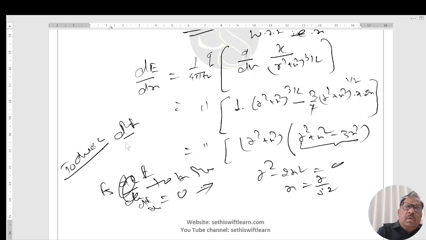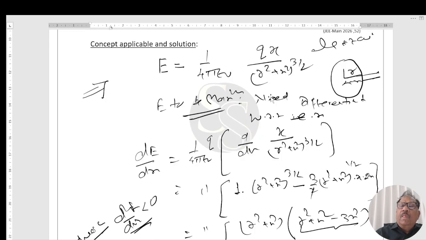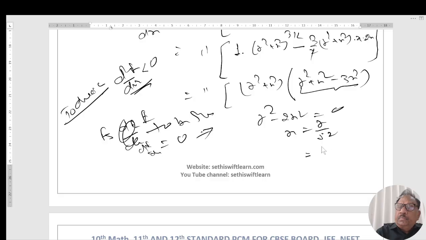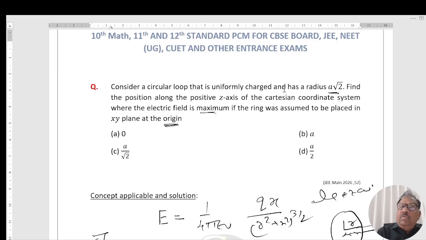To check it, d square E over dx square should be less than 0 at this critical point. Generally, when a critical point comes, either it will be maximum or minimum, but because in the question it is stated that it is maximum, it will definitely be maximum. So r equal to A root 2 divided by root 2, that is A. x equal to A, that is, along z axis at a position A, E will be maximum. B option is the correct option.